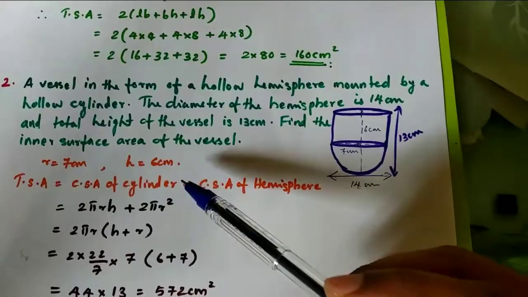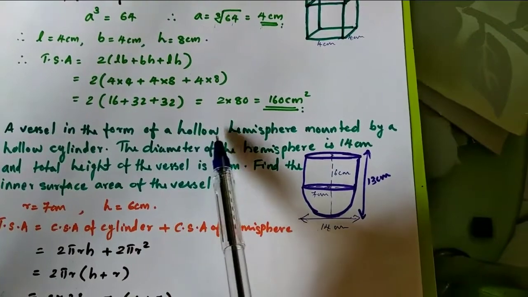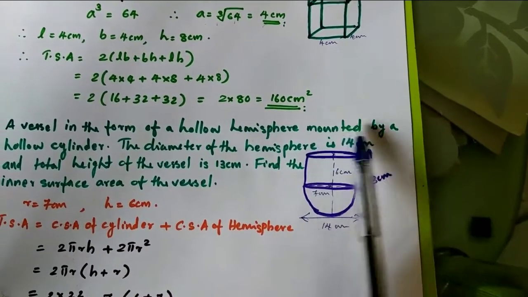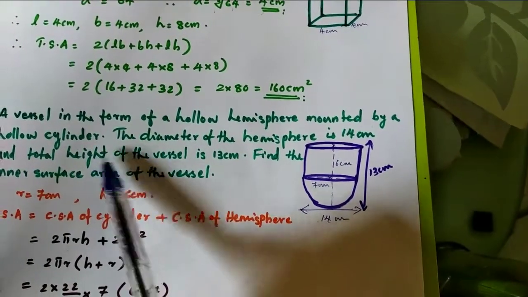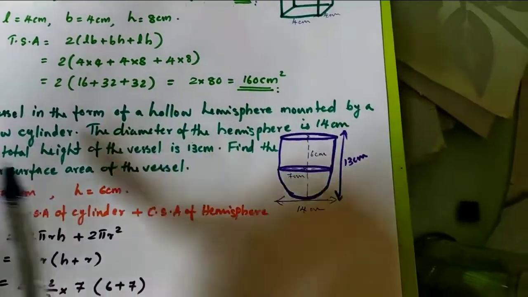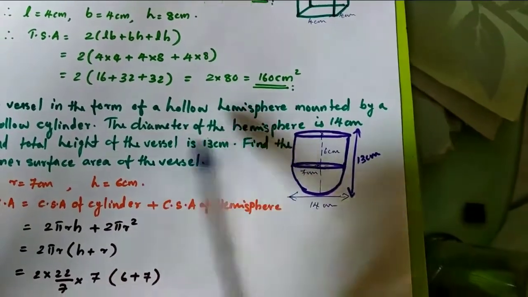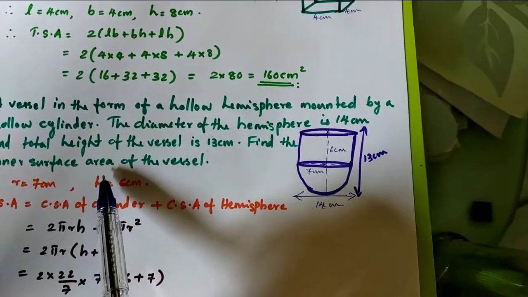Okay, one more question. A vessel in the form of a hollow hemisphere mounted by a hollow cylinder. The diameter of the hemisphere is 14 centimeter and the total height of the vessel is 13 centimeter. Find the inner surface area of the vessel.